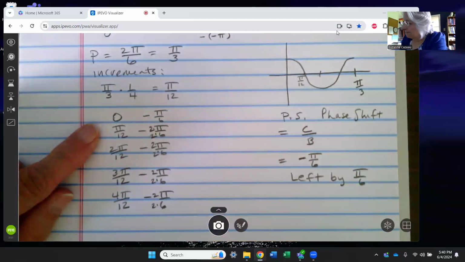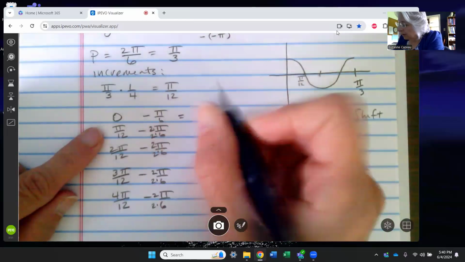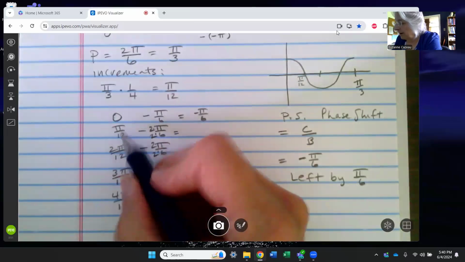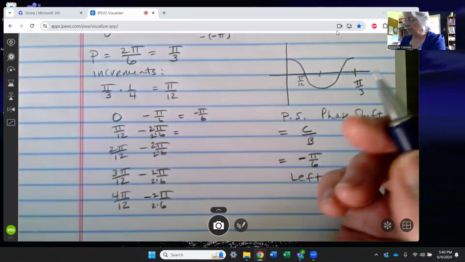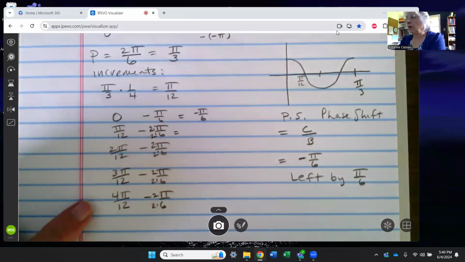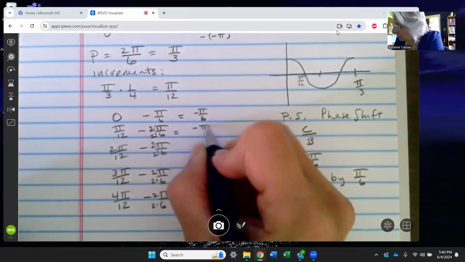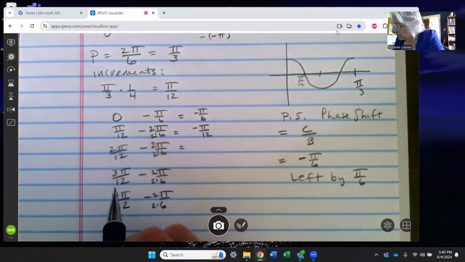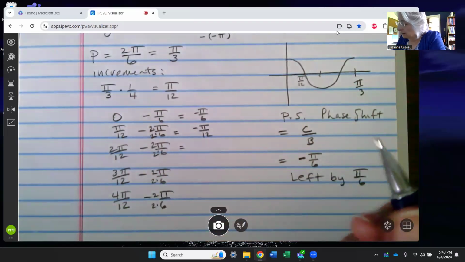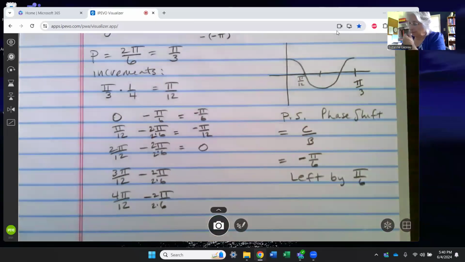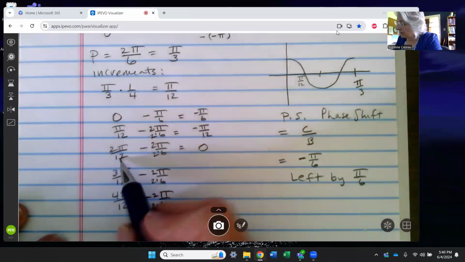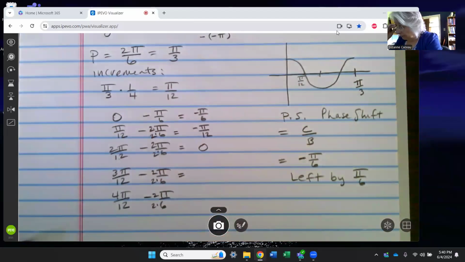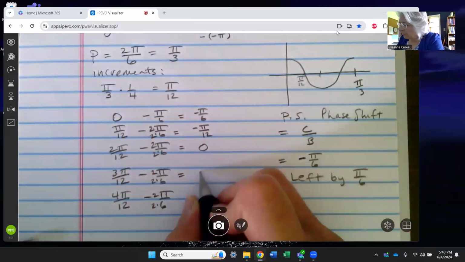Okay, so 0 minus pi over 6 is going to be negative pi over 6. Okay, that one's easy. And then here we've got 1 pi over 12 minus 2 pi over 12. 1 minus 2 is negative 1. Okay, so that's negative pi over 12. And now what do we got? 2 pi over 12 minus 2 pi over 12 is 0. Yeah, pi over 6 minus pi over 6 is 0. Okay. And then here, 3 pi over 12 minus 2 pi over 12 is pi over 12.